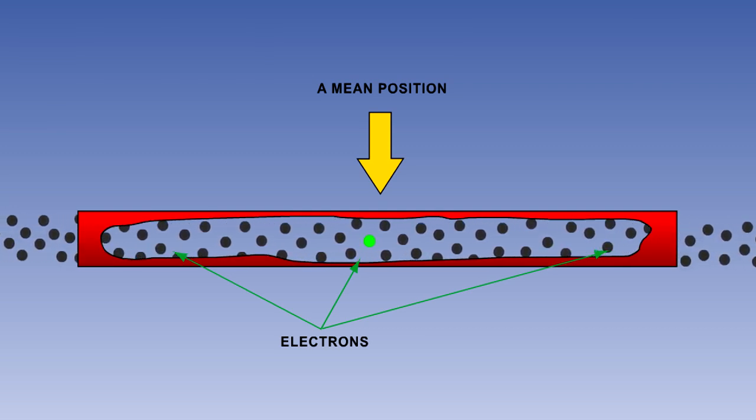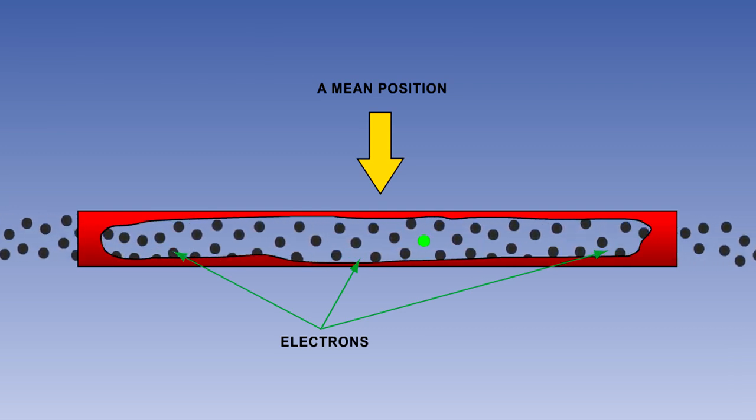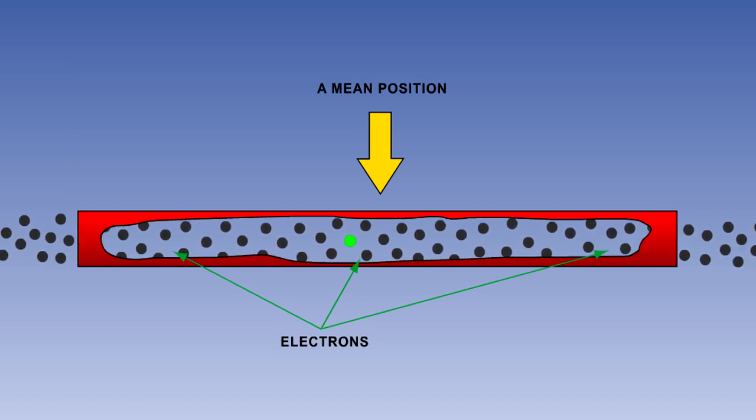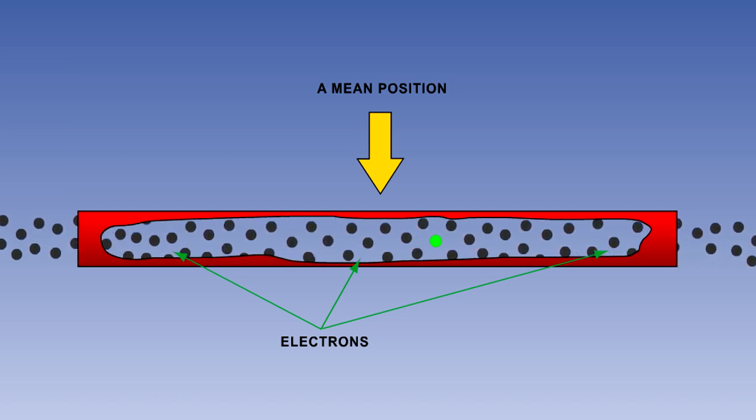If the electrons flowing in a circuit move backwards and forwards about a mean position, then the current produced is known as alternating current, or AC.